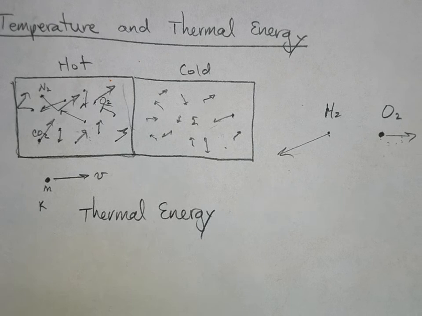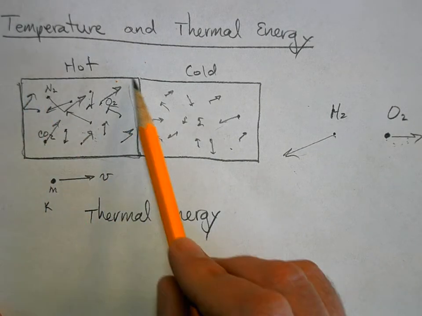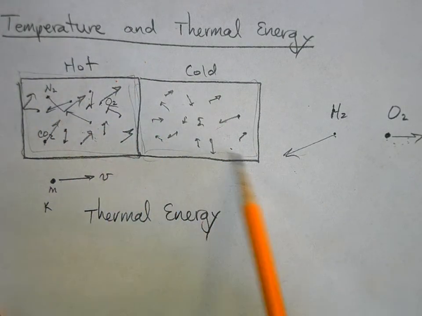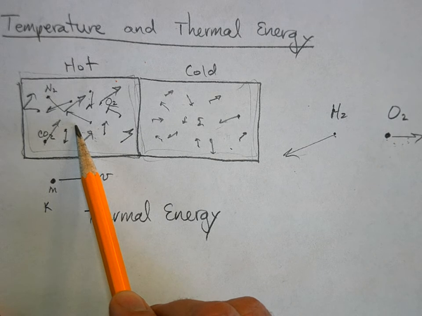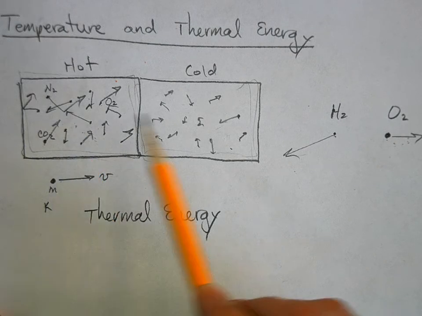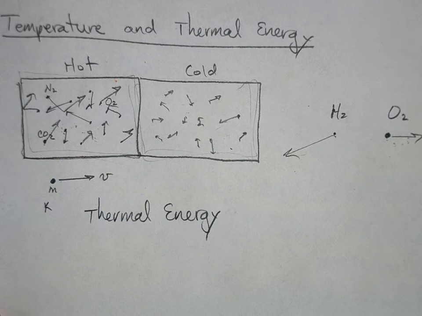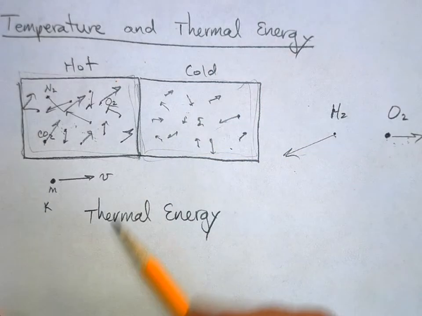But this contains more, if I have the same number of molecules in these two containers, because these guys are moving on average with more speed than these guys, this has more thermal energy. Okay. Now, what if I have a barrier like this across them?